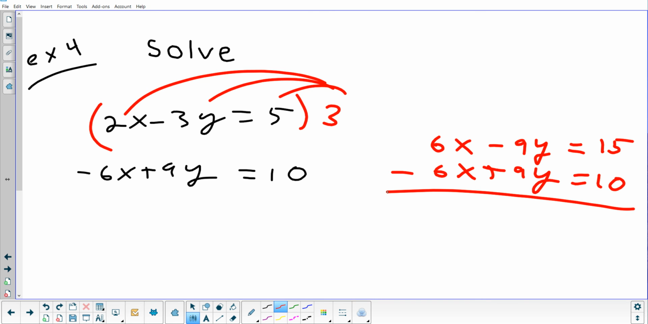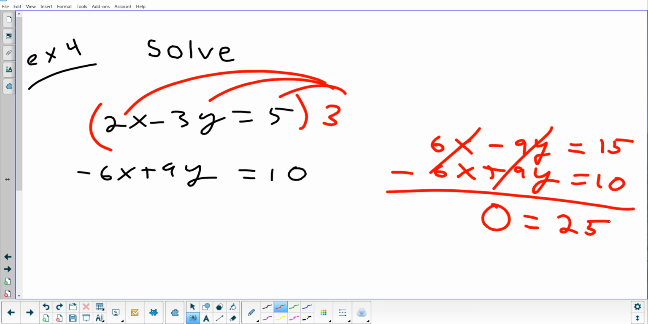Add them up. What's 6x plus negative 6x? 0. That's gone. What's negative 9y plus 9y? 0. So this whole left-hand side is gone, and you end up with 0. When all your letters disappear, that's a hint we got a special case going on. So we got 0 equals 25. What does that mean? Yep. No solution. That's a false statement. 0 is not equal to 25.